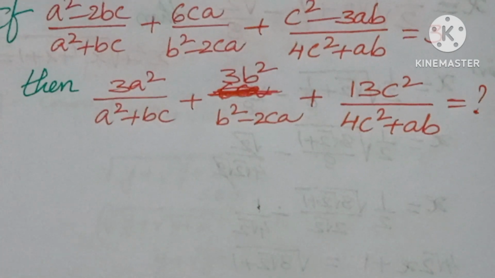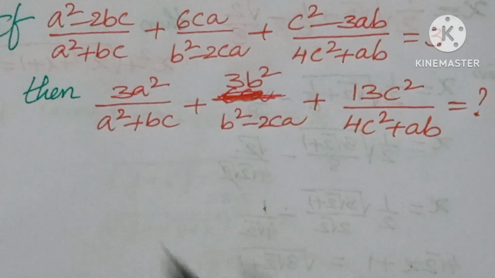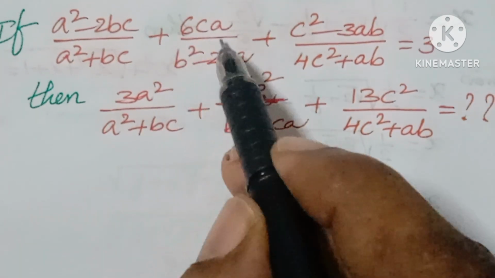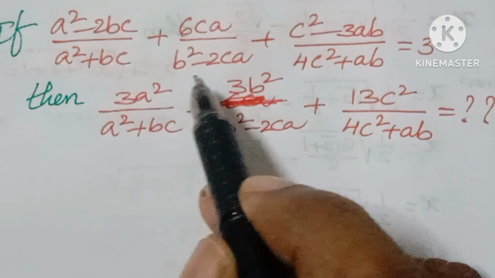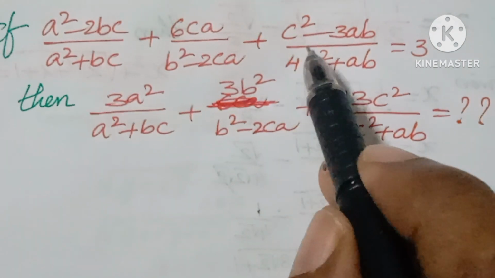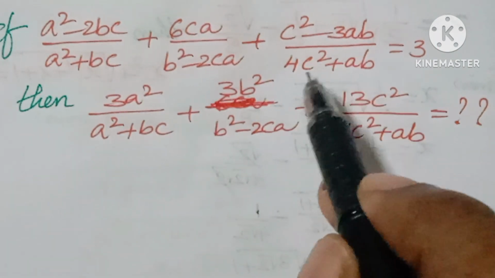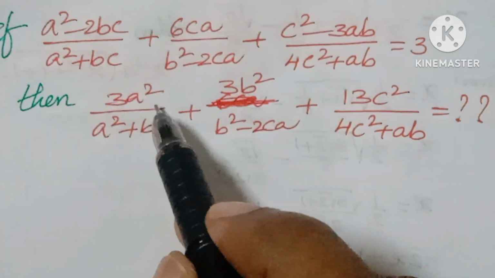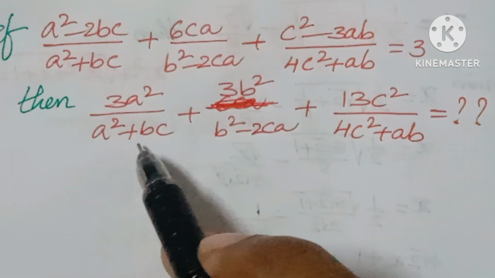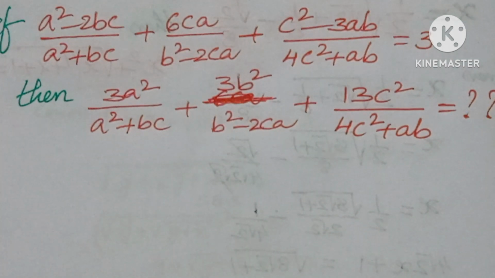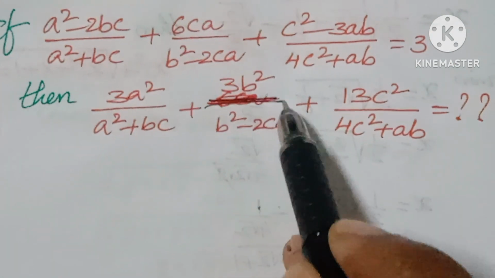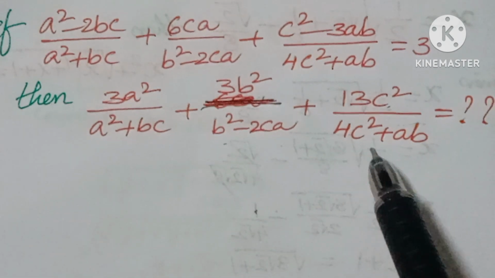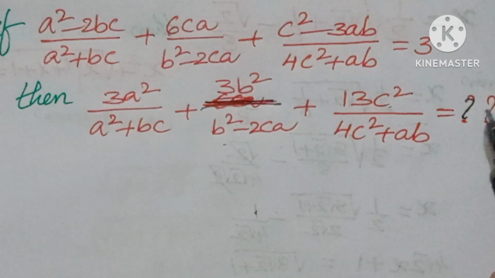Today we are looking at one logical question. The question is: if (a square minus 2bc) over (a square plus bc), plus 6ca over (b square minus 2ca), plus (c square minus 3ab) over (4c square plus ab) equals 3, then find the value of 3a square over (a square plus bc), plus 3b square over (b square minus 2ca), plus 13c square over (4c square plus ab) is equal to how much?